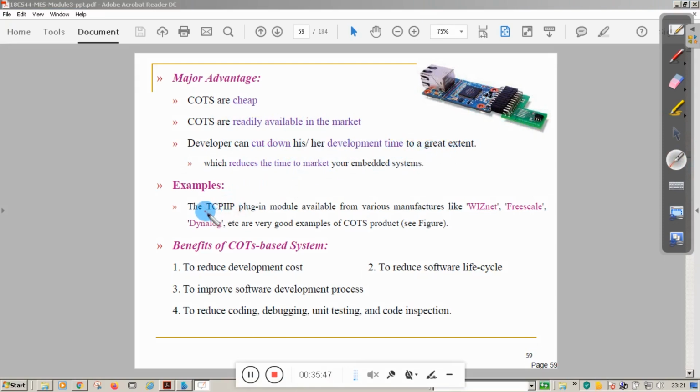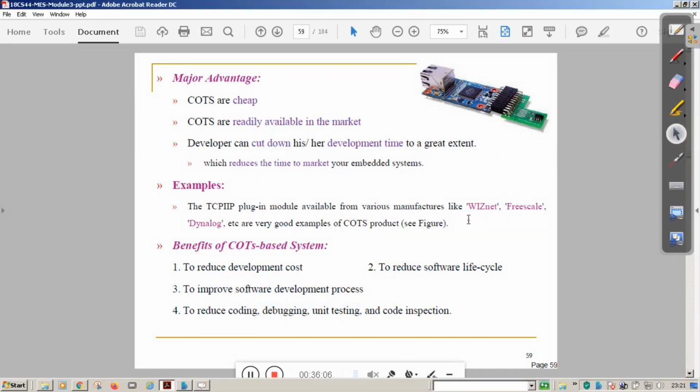So I told you the examples, like TCP/IP plugin modules available from various manufacturers that can be used as shown. Then the benefits of the COTS-based system: reduce the development cost, improve the software development process, and reduce the software life cycle. So all these are the different advantages.